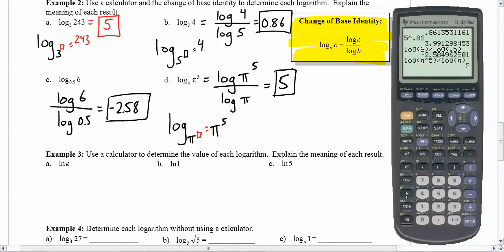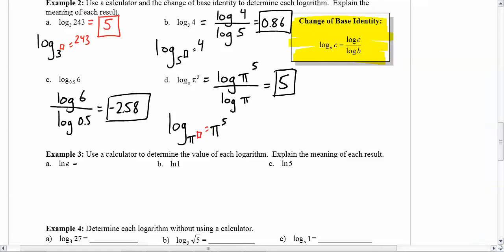Your ln button is right below the log button. So ln of e is 1, because ln means log base e. And remember, e is just a number, 2.7 something something. So 2.7 to the power of 1 equals 2.7.